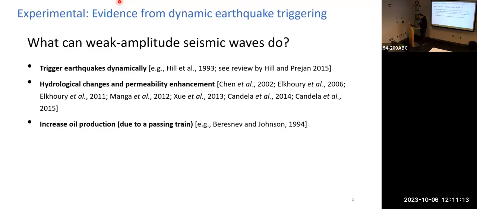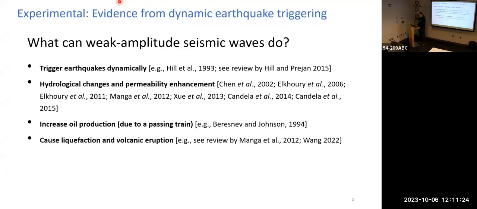Okay. Thank you. Some Russians observed that when a train passes by an oil field, the vibration caused by the train can increase oil production. And also seismic waves can cause soil liquefaction and mud volcano eruption.